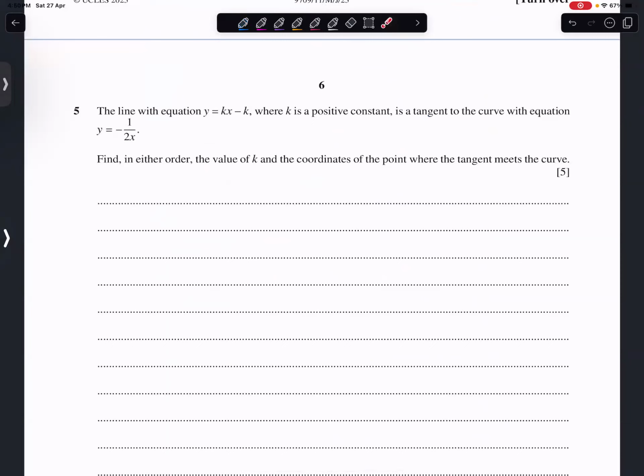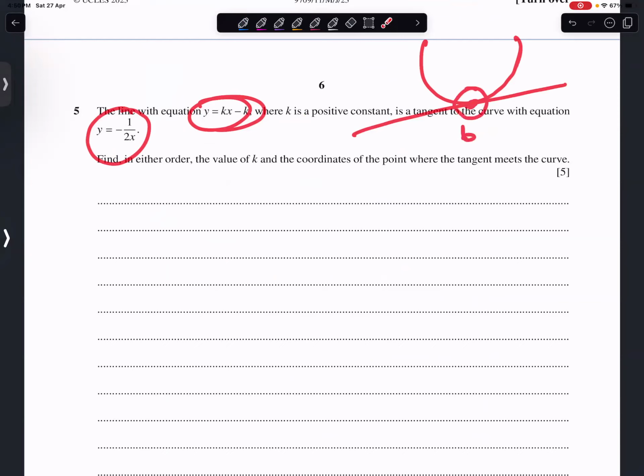Okay. Let's move to question 5. The line with equation this, k is positive number, is a tangent to the curve with equation this. So it means that this curve might be something like this, and this line is touching this curve at a single point. So whenever this situation comes, you will say that b² − 4ac is equal to 0 to find this constant k. Remember, Ahmed?